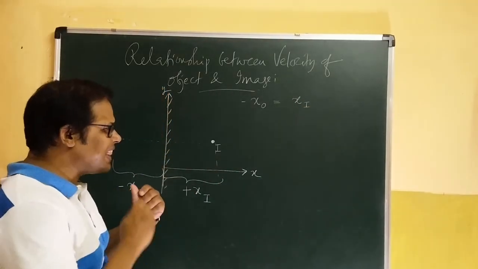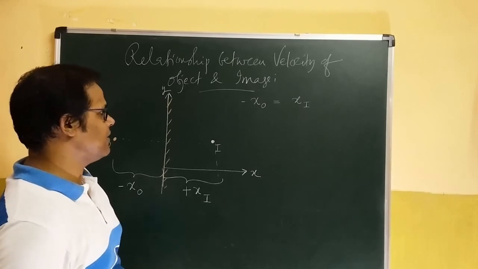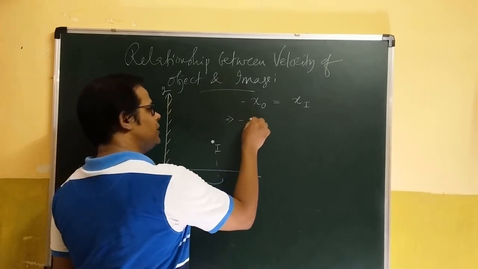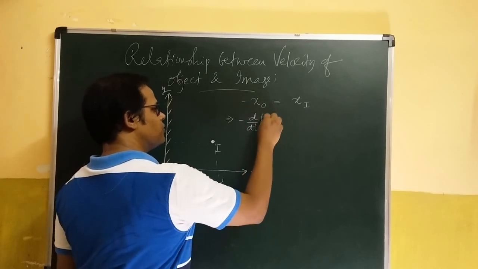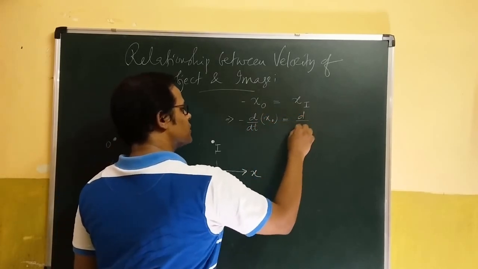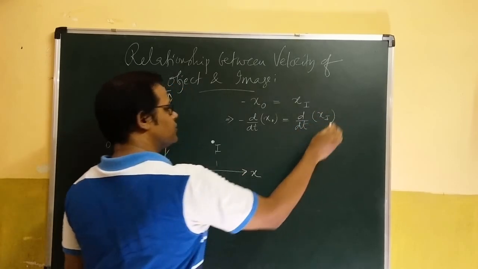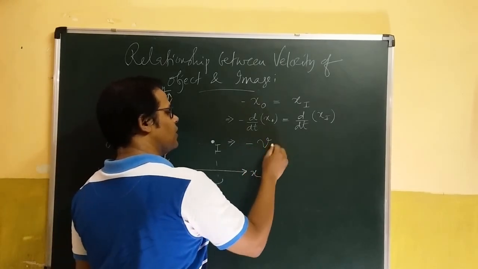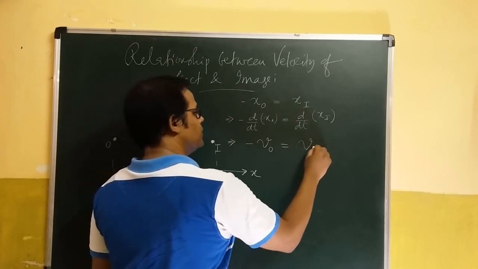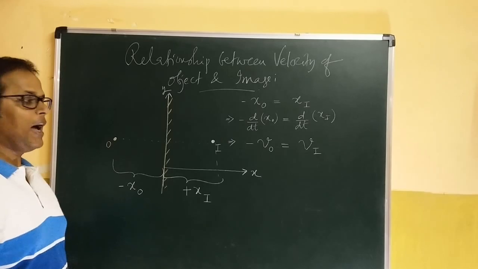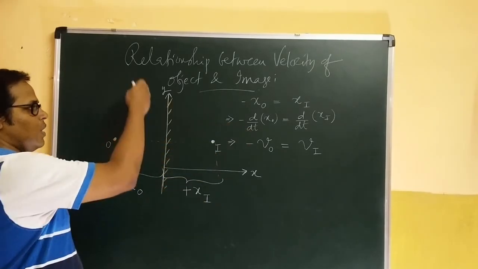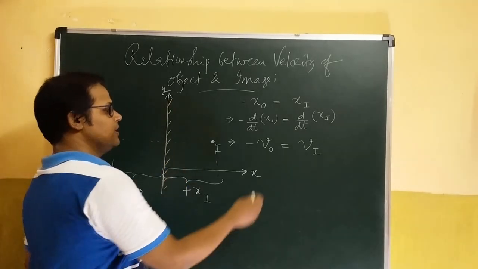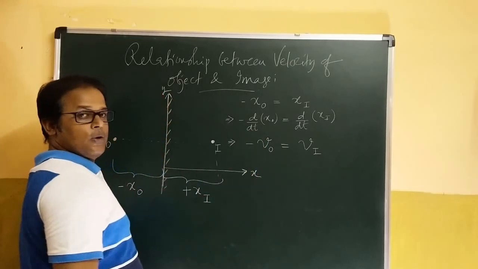Here, my dear students, that part of mathematics we get in 11th and 12th class, but if you want to learn, you can learn it right now. If I differentiate this with respect to time on both sides, differentiation of position with respect to time always gives us the velocity. Hence, I get the velocity of the object equal to the velocity of the image. I'm talking purely about the x-axis. On the y and z axes, it would be constant because there is no change for this point-sized object. This is the condition: minus v naught is equal to vi.